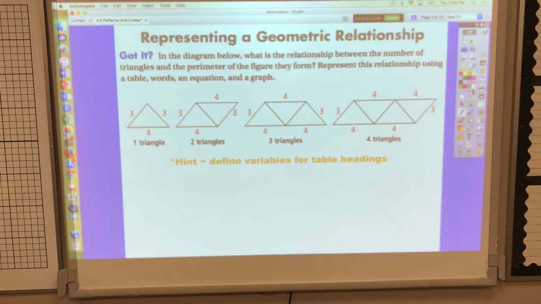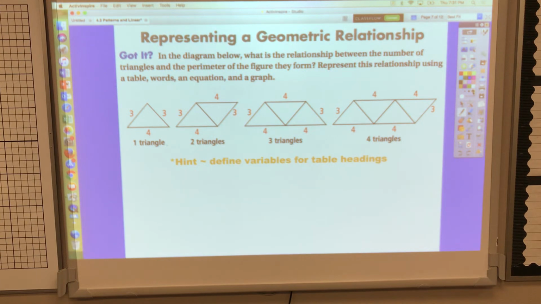So what we use functions for is to represent different types of relationships. In this problem, it says in the diagram below, what is the relationship between the number of triangles and the perimeter of the figure they form? Represent this relationship using a table, words, an equation, and a graph. So they want us to represent this relationship in all the different ways to represent a function.